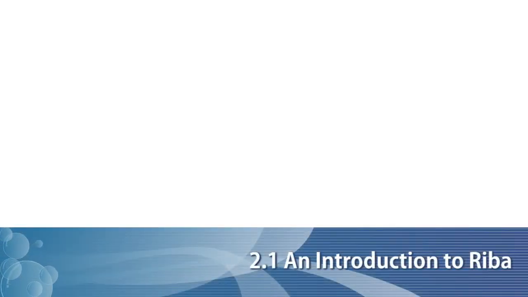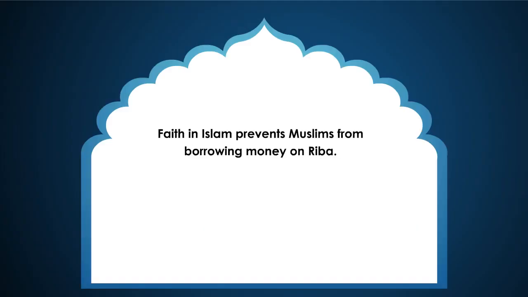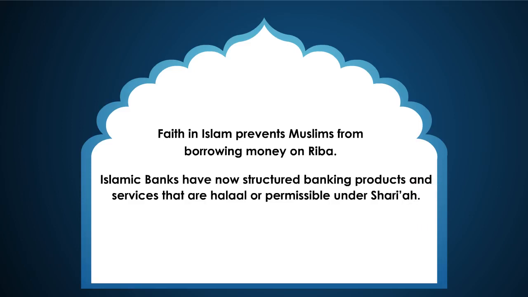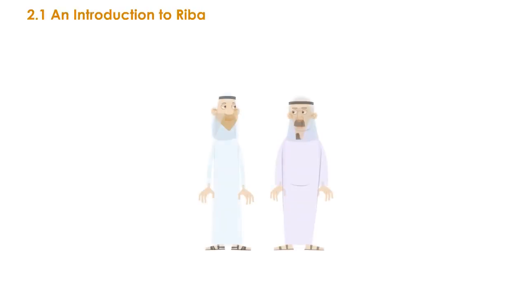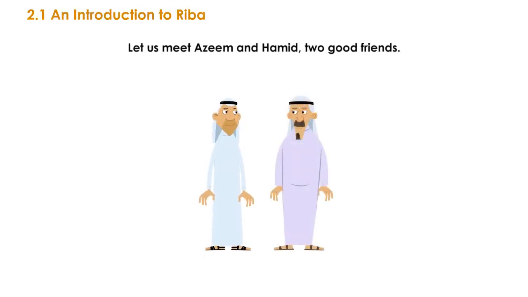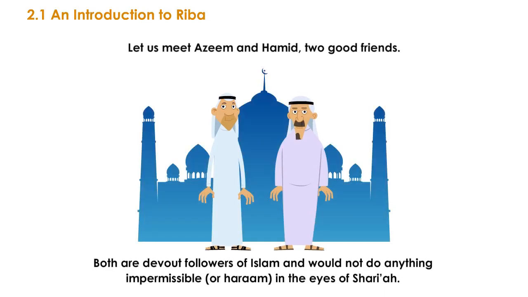An introduction to Riba. Faith in Islam prevents Muslims from borrowing money on Riba. Islamic banks have now structured banking products and services that are halal or permissible under Sharia. Let us meet Azim and Hamid, two good friends. Both are devout followers of Islam and would not do anything impermissible or haram in the eyes of Sharia.